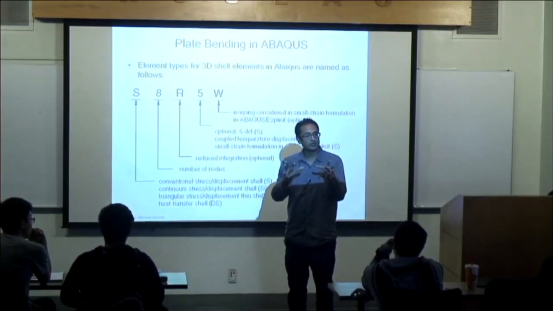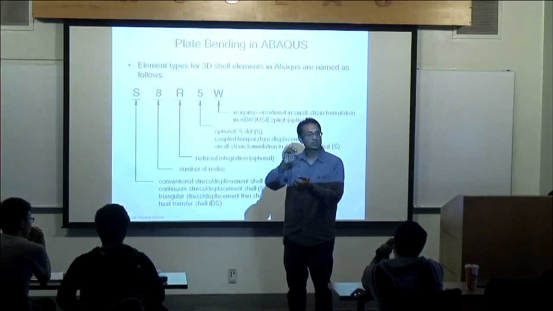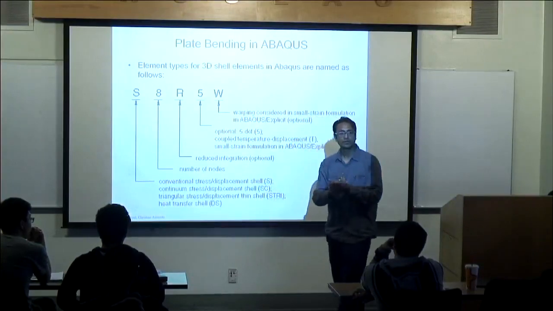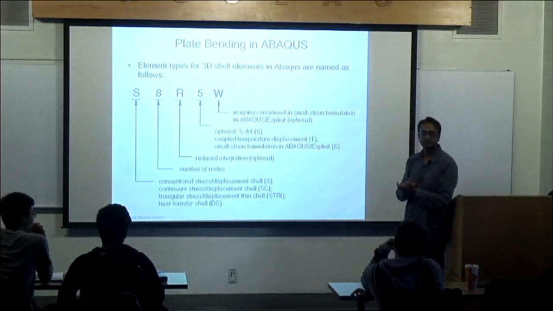I have 5 degrees of freedom: U, V, W, theta X, theta Y. I didn't have a theta Z, a rotation about Z. So now, because I have zero there, when I invert the stiffness matrix, I could have an issue. So, for example, Nastran will add a K6 rod to take care of that.